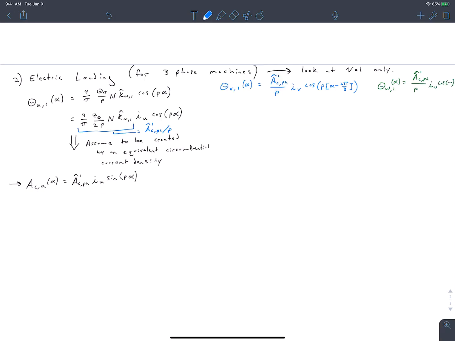We have these current linkages for phases U, V, and W, and the fundamental is phase shifted from each other by 2 pi by 3. That is the phase angle of a 3-phase system. We always shift our current linkage and our voltages by 2 pi by 3 between phases. So we've got this expression for the current linkage, this expression for the circumferential current density for phase U, and as we derived in our video, we would have the same thing for phases V and W, just shifted by 2 pi by 3.